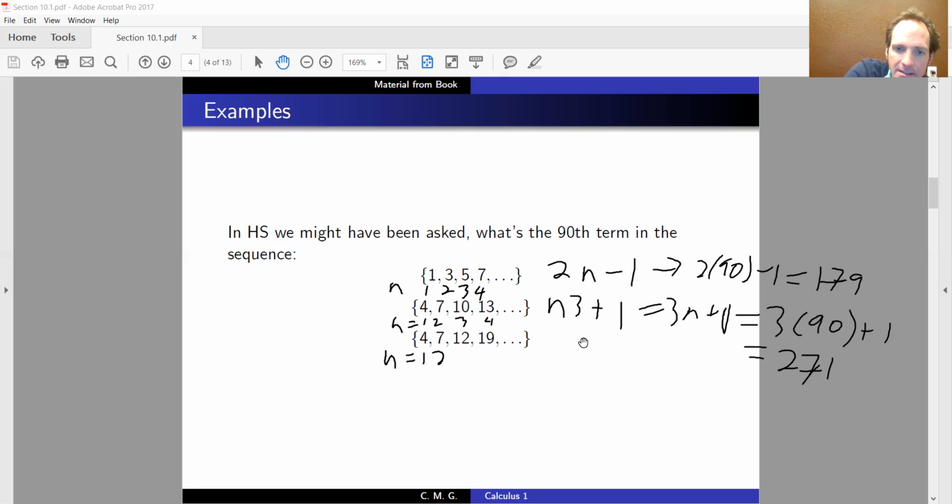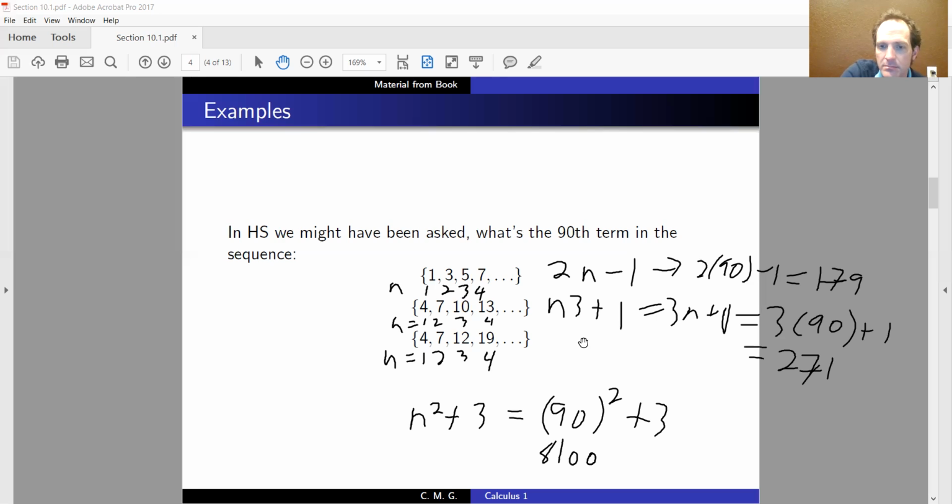And then the last one I actually did a little bit already. I said it was going to be 1 squared plus 3, and 2 squared plus 3, and 3 squared plus 3, and 4 squared plus 3, and so on. So I get n squared plus 3. The 90th term is 90 squared plus 3. Well, 90 squared is 8,100 plus 3. So 8,103 is the 90th term in that sequence.